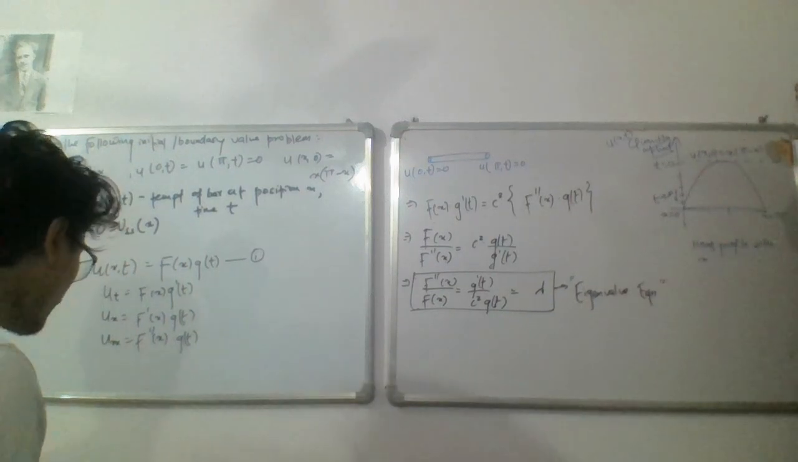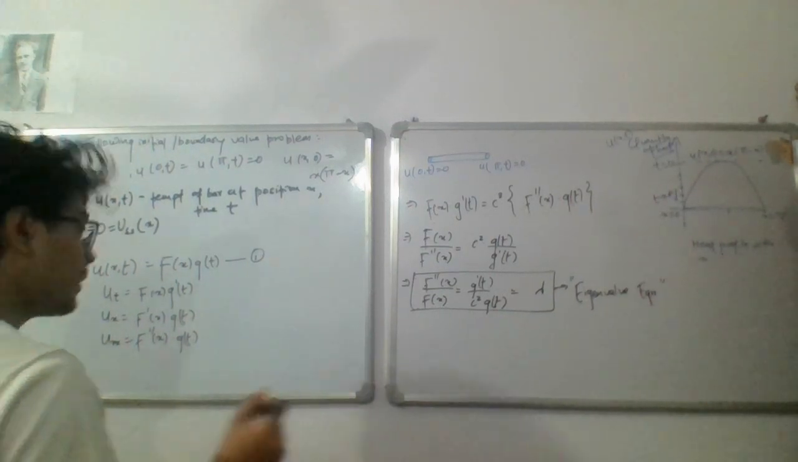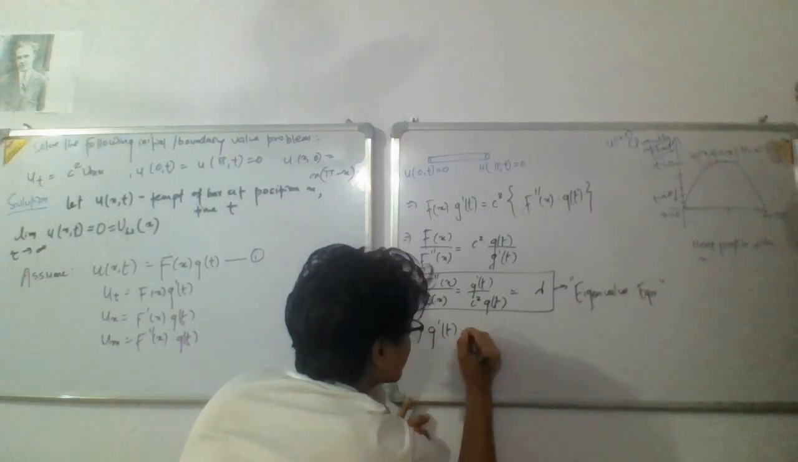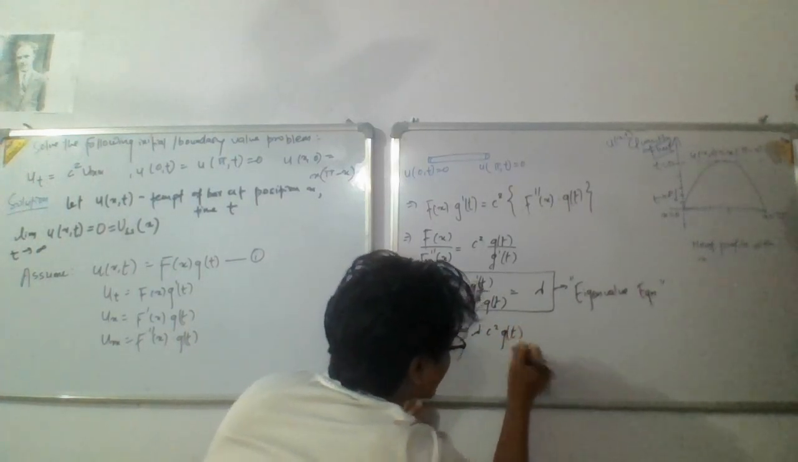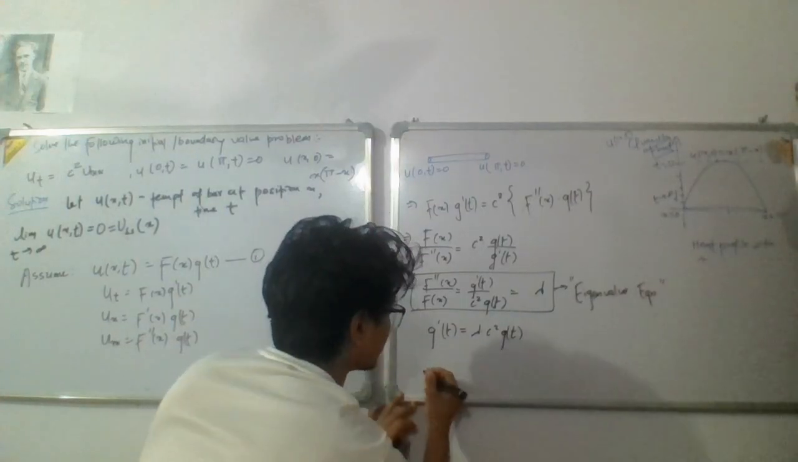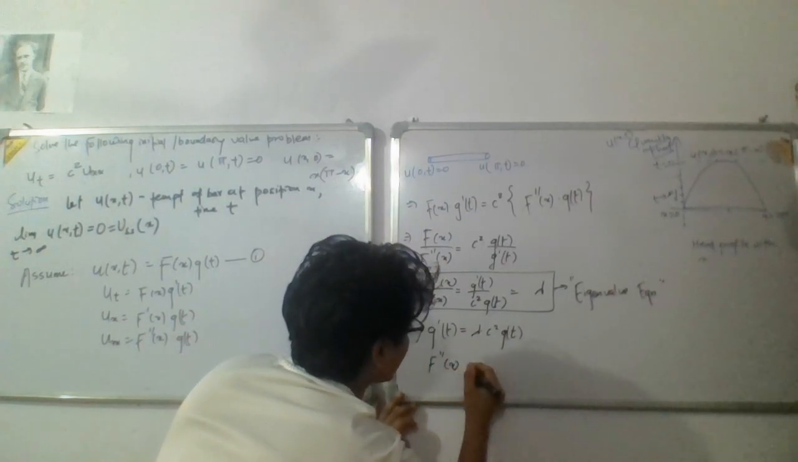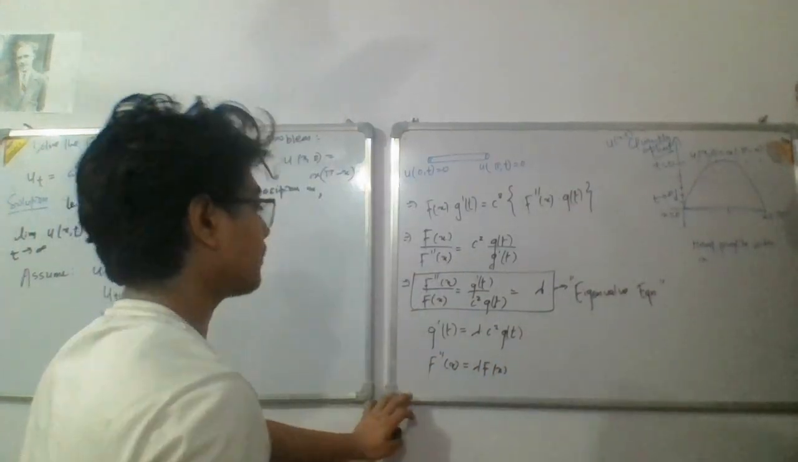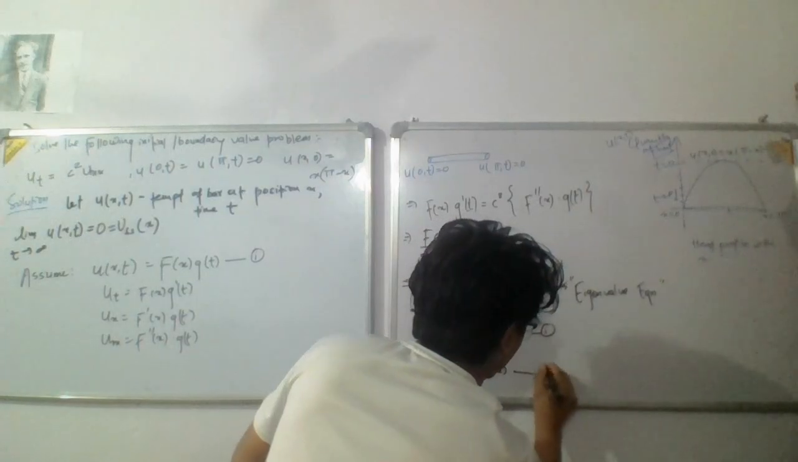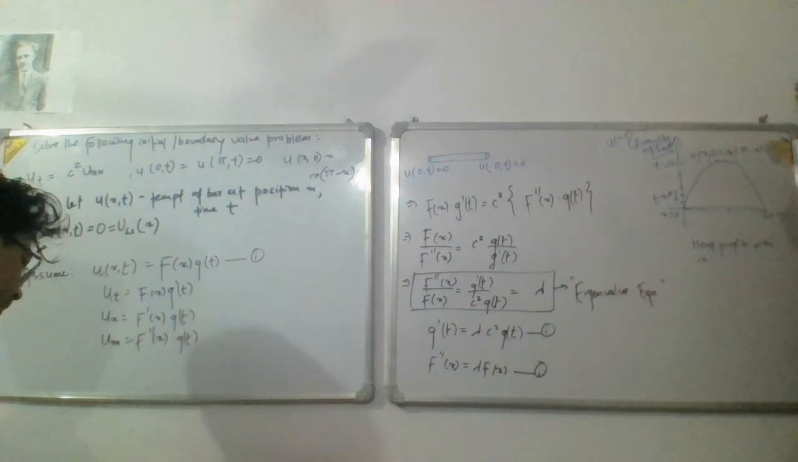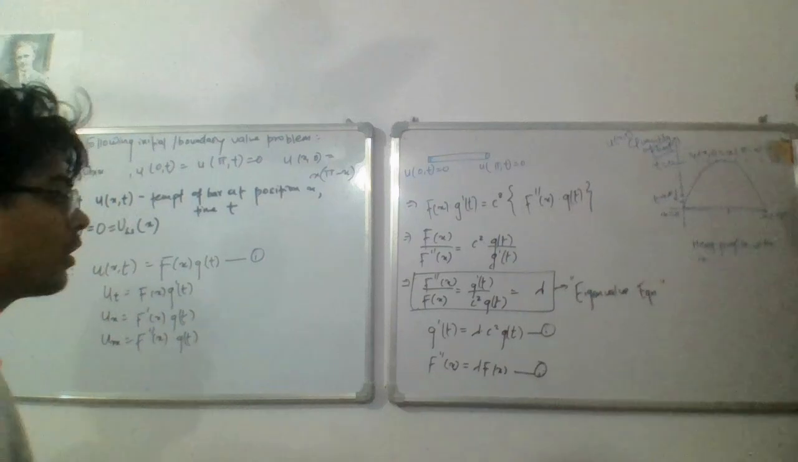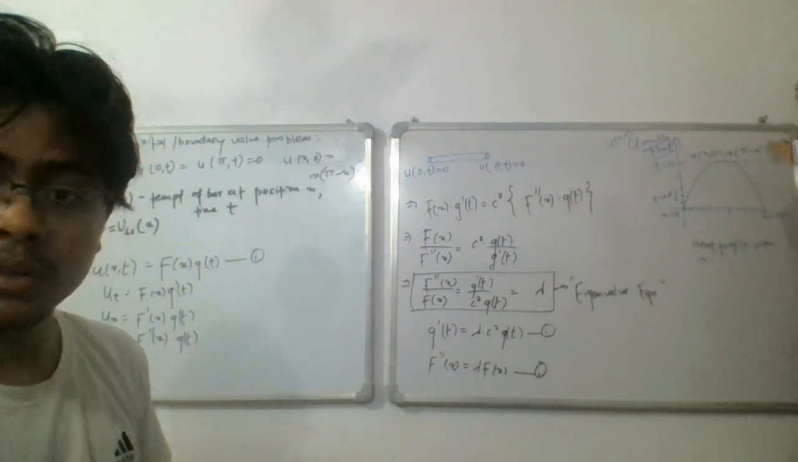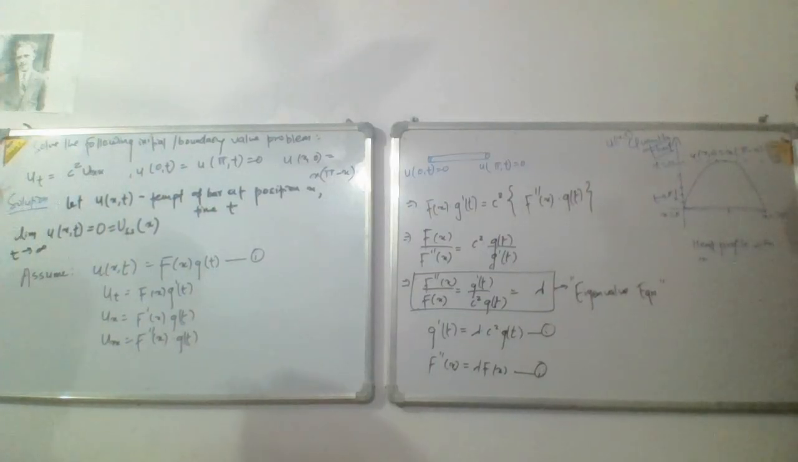Now what we can do here is separate these equations, and we get two ordinary differential equations from the original one partial differential equation. We get this, and we get f''(x) equals lambda f(x). So these are the two ordinary differential equations.